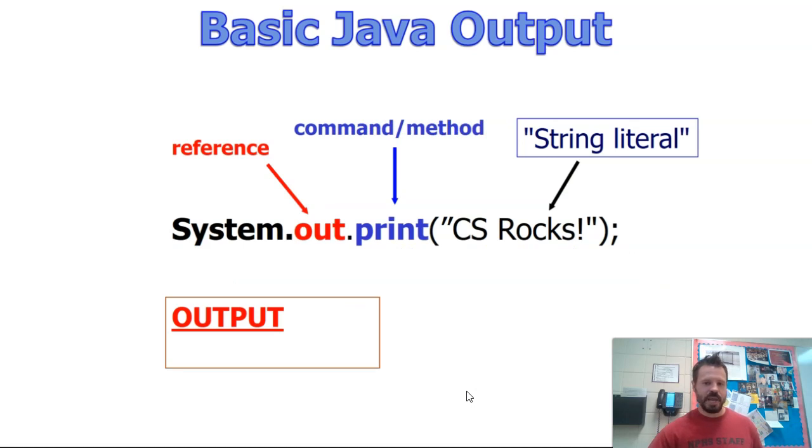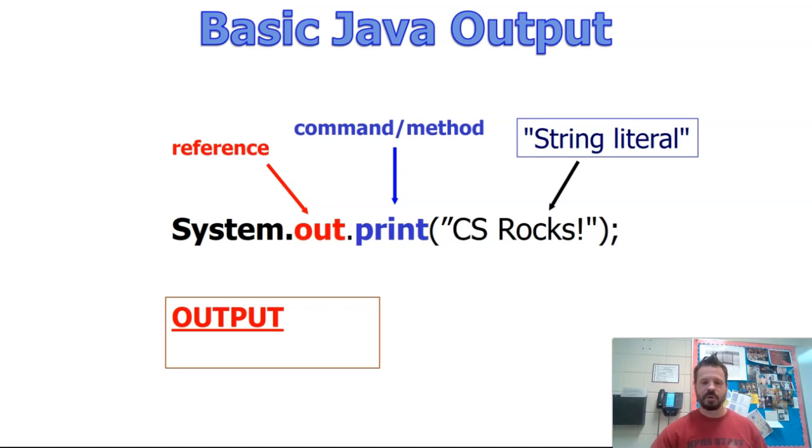So as far as explaining an entire print statement here, we have System. Anytime in Java we refer to your system, essentially we're referring to your computer. We want your computer to do something. We have a reference to parts of your computer. Dot out is the output. And then here we have the actual command, print. I want to print what's in quotes, the string literal, the string, CS rocks.